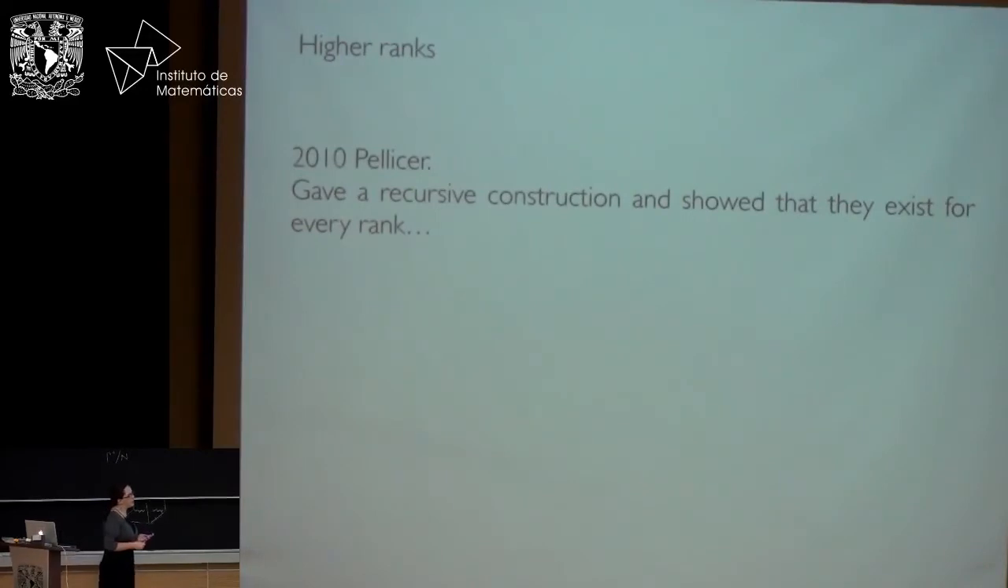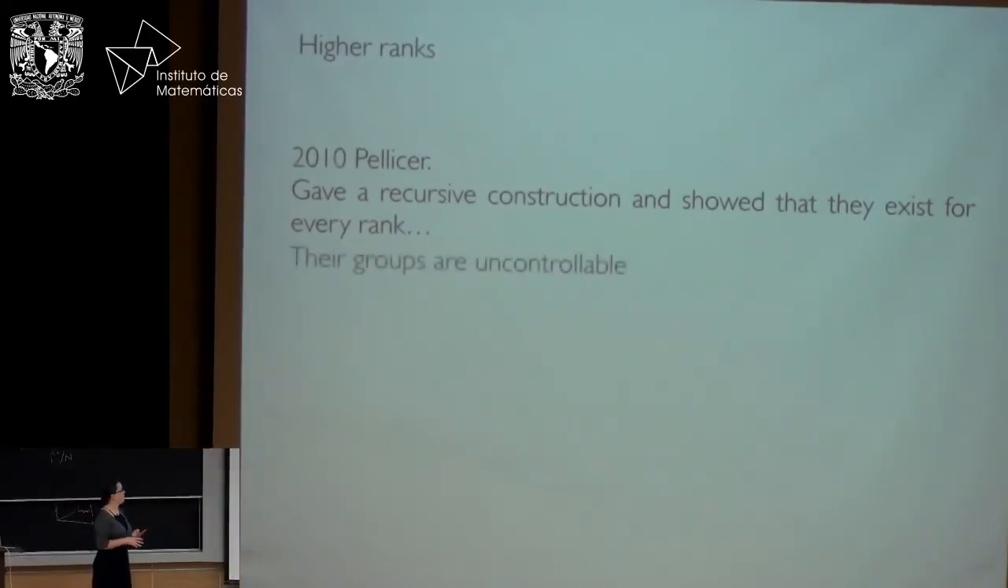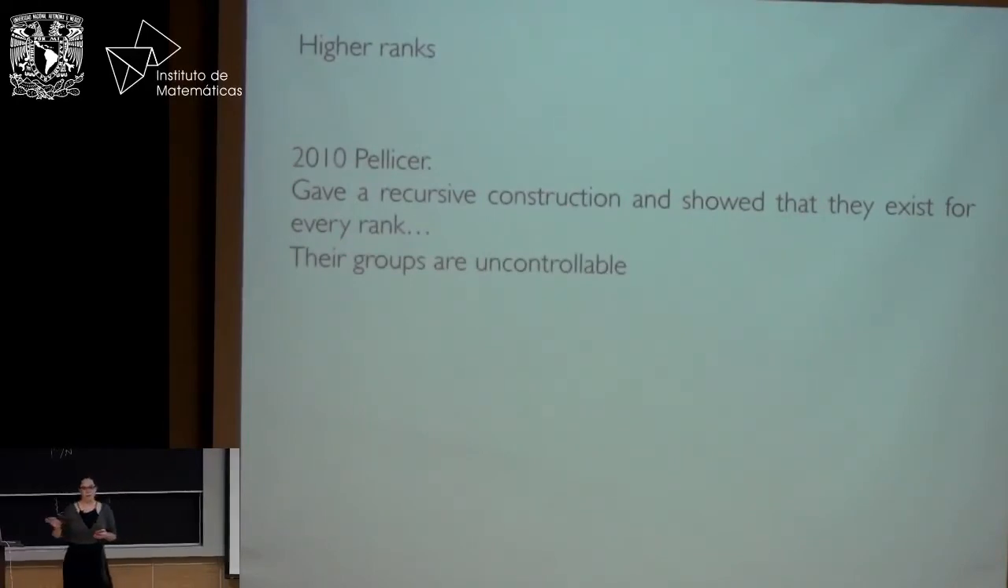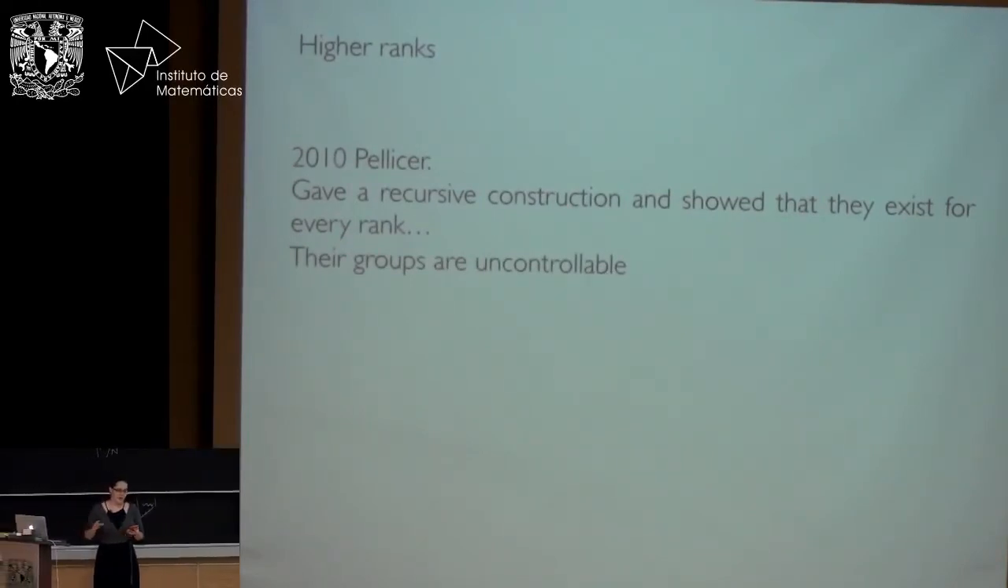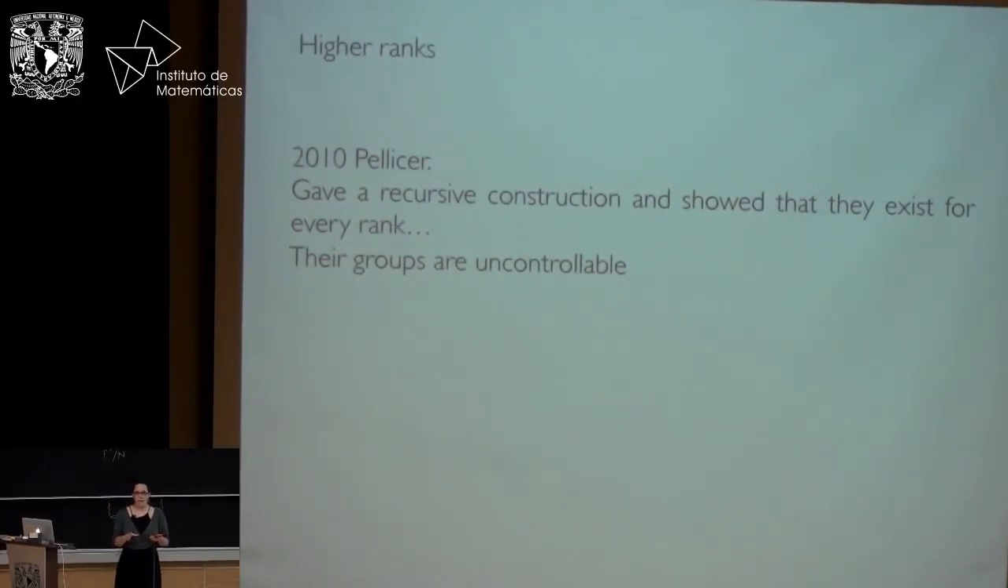The construction is kind of convoluted, and the groups are uncontrollable. They are huge. He starts with a small one, something like 20 elements or something like that. And then in rank 3 and for rank 4, it has thousands of elements. It grows really, really fast.